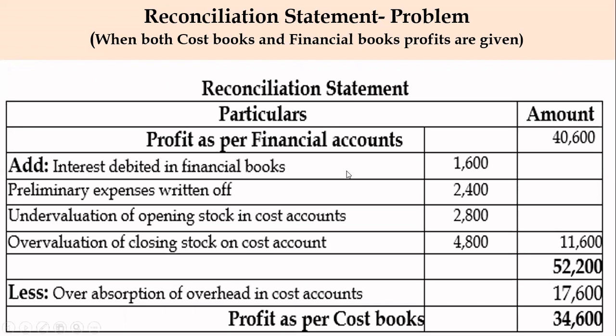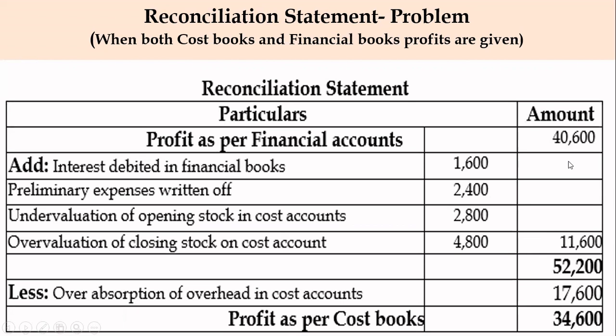When we take profit as per financial account, four items have been added in that format. In the older format, four items were being deducted, but in this format, four items are being added, and only one item is taken for deduction here. So when you take this as a base, 40,600, the answer will be your profit as per cost account. When you take profit as per cost account as base, the answer will be 40,600.